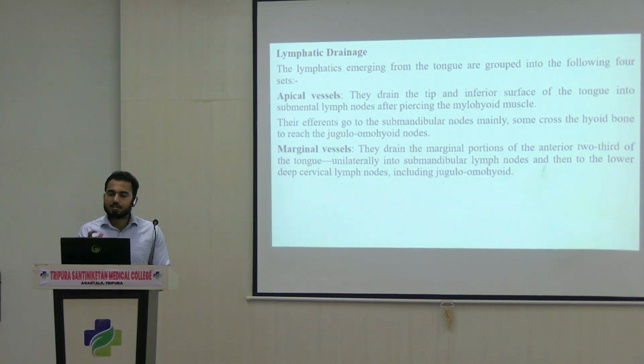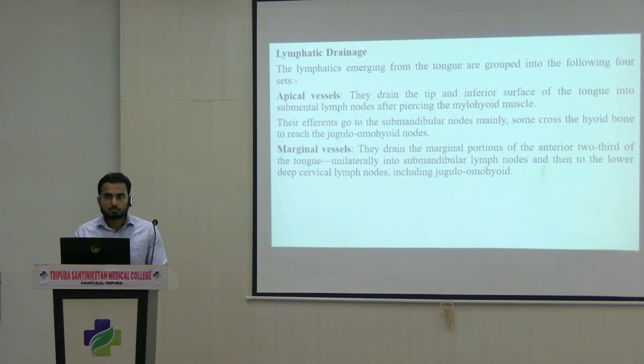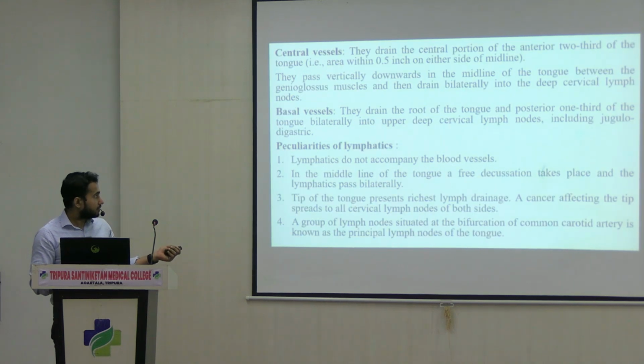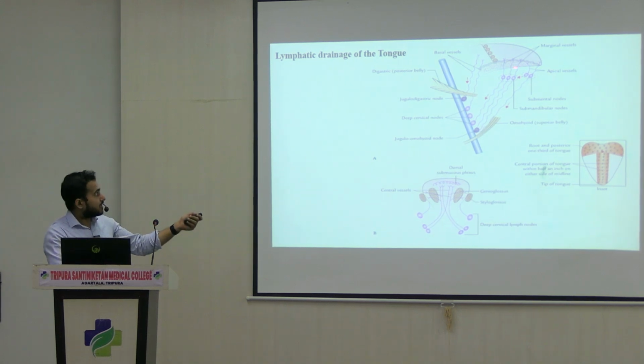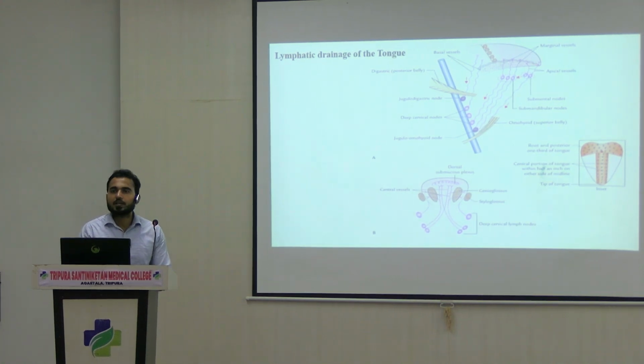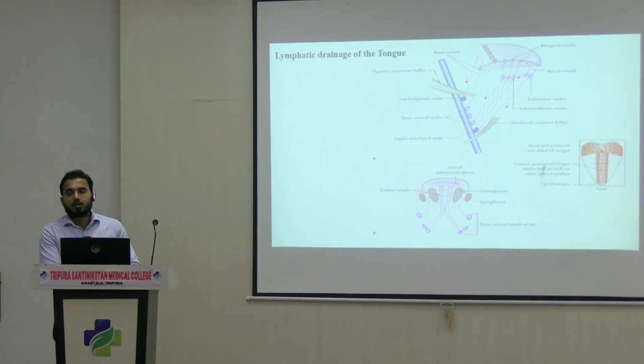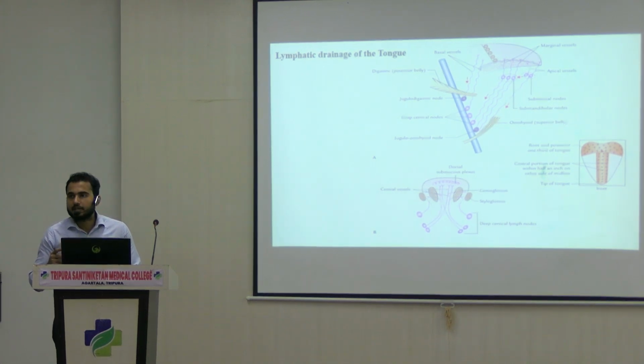Now what is the meaning of apical? That means it will be draining the lymph from the tip of the tongue as well as from the inferior surface of the tongue. So let me show you the diagram. I hope you can see the diagram. Now in this diagram you can see these are the apical vessels. So apical vessels will drain the tip of the tongue. Along with that, it also drains the inferior surface of the tongue. After draining, the lymph will go to the submental lymph nodes.